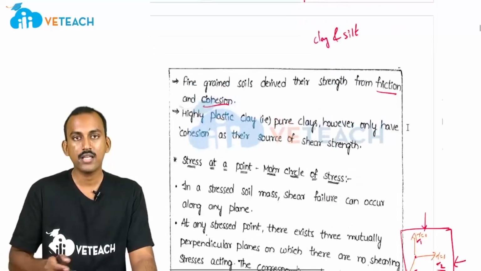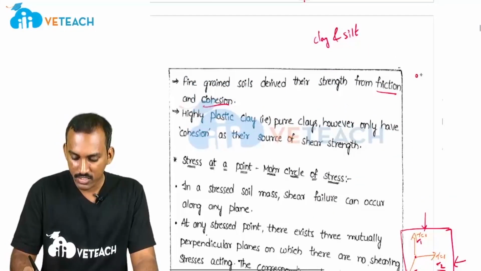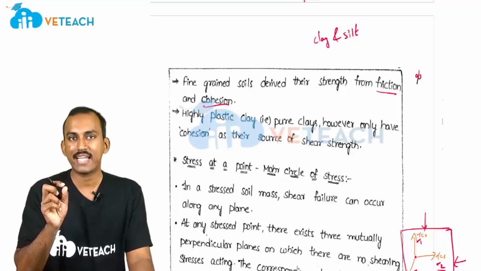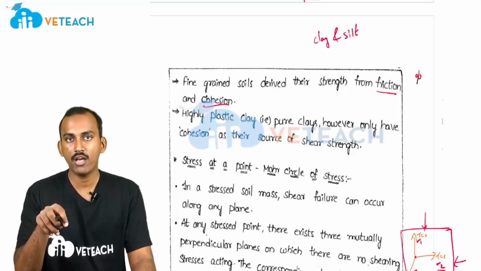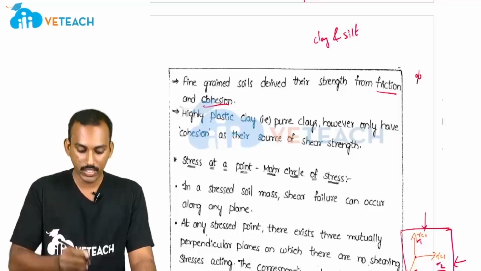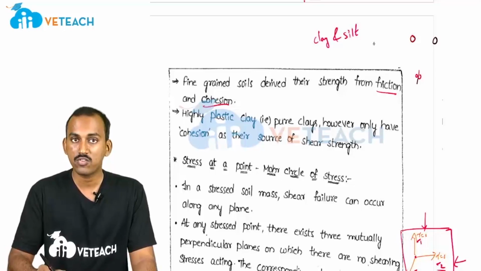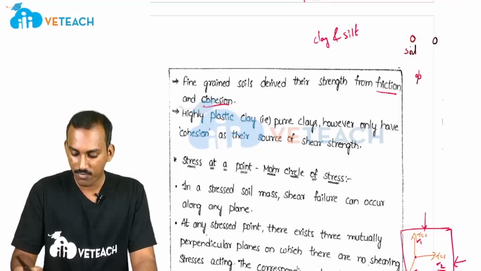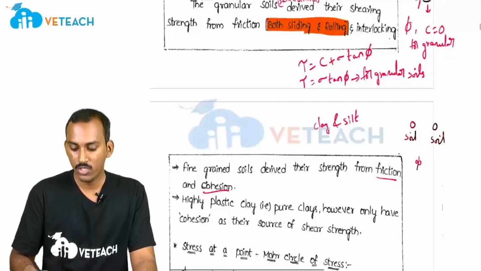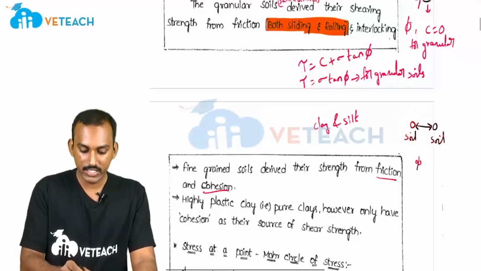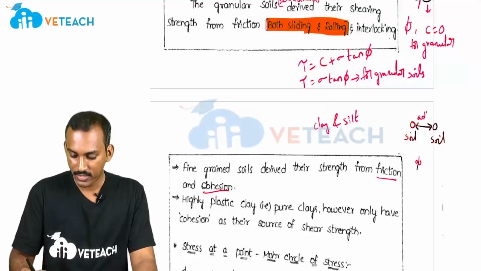Here these are fine grained soils. The size of the particles is very small, so the contact area between them is also very small. So for that very small contact area, the friction will not develop much. It will develop, but it will be very little. So in case of fine grained soils, cohesion is the major parameter. What is cohesion? For example, this is a soil sample and this is also a soil sample. These two soil samples will always attract each other. That attraction force between two similar soil particles is known as cohesion.